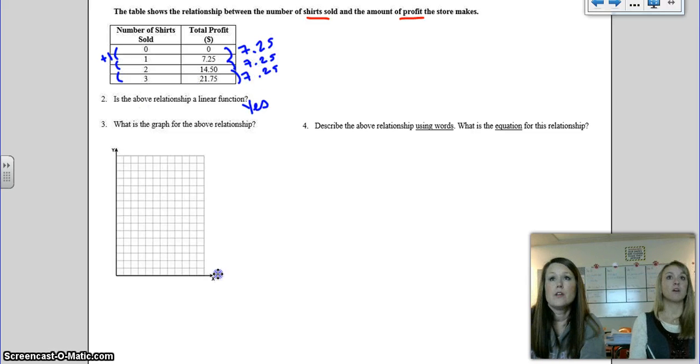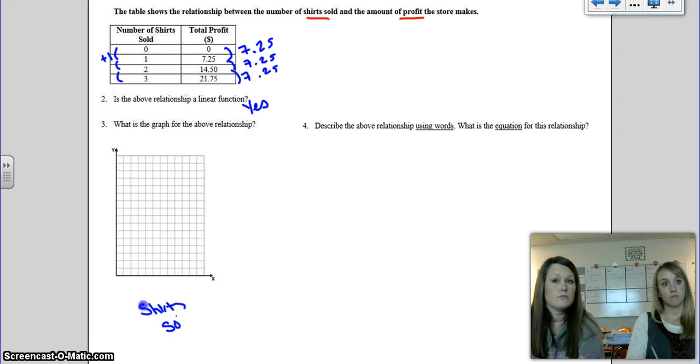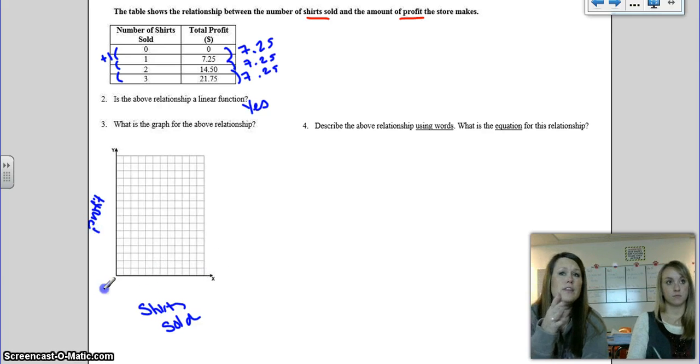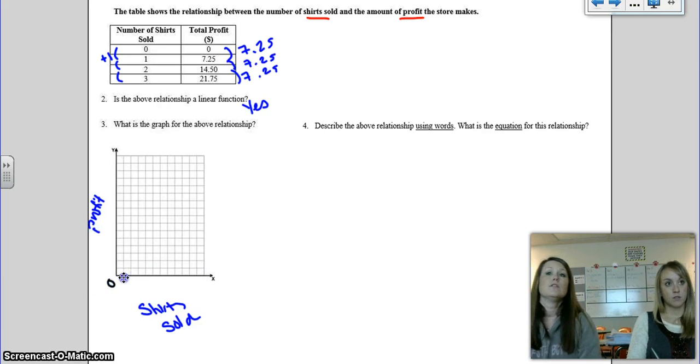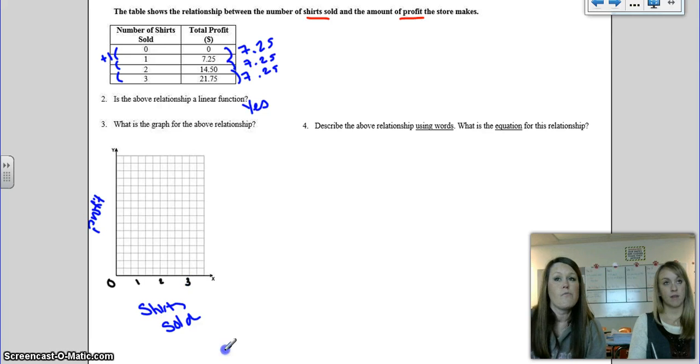So then, what is the graph? First of all, I need to put my variables on. Shirts sold is my X, and total profit on the side. My shirts sold go up to 3, so I could skip 3 lines. Boom, boom, boom: 1, 2, 3. That's itty bitty, so sorry. And then my profit has to go up to $20.